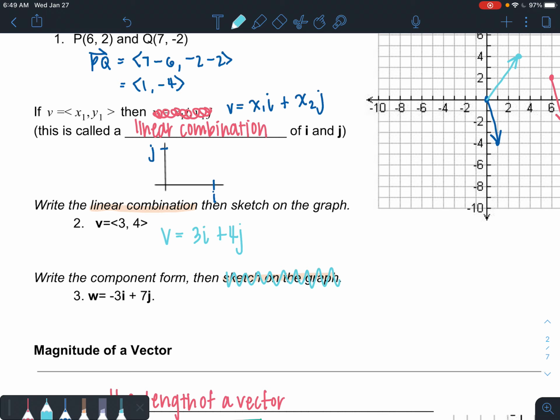Okay, this one we're not going to sketch on the graph because we're not going to mess with that. But in order to turn it in component form, we take -3, 7. So it's really easy to go back and forth. The hardest thing is knowing those definitions.